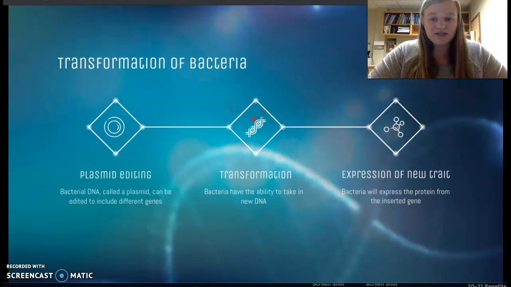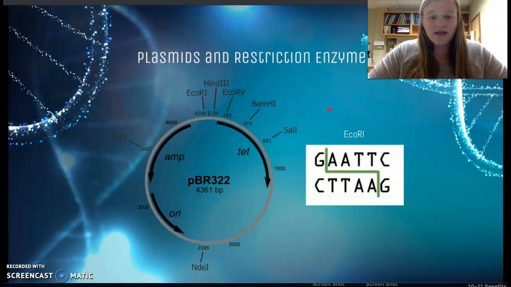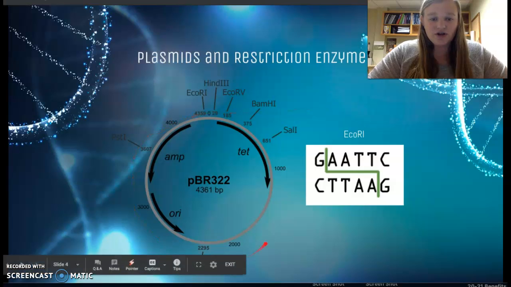Bacteria will uptake the DNA, and then they will express the new trait or traits from the new genes that we put into the plasmid. So plasmids are these circular chromosomes. And basically, each plasmid has a certain number of genes on it. And we can engineer plasmids.